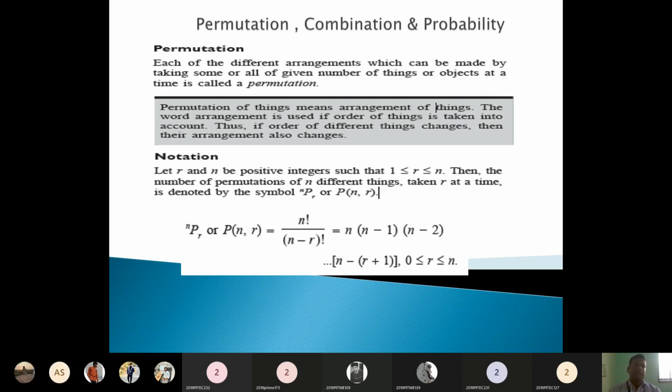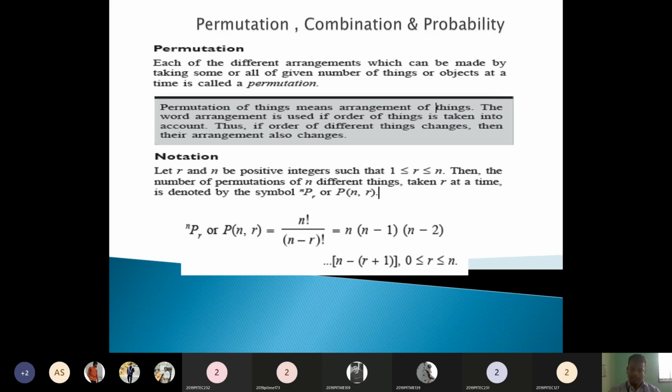Permutation. Each of the different arrangements which can be made by taking some or all of a given number of things or objects at a time is called a permutation. Otherwise, permutation of things means arrangement of things. The word arrangement is used if the order of things is taken into account. Thus, if the order of different things changes, then the arrangement also changes.